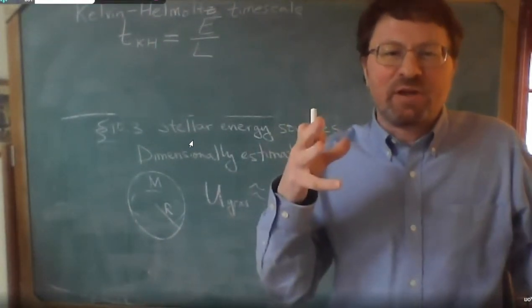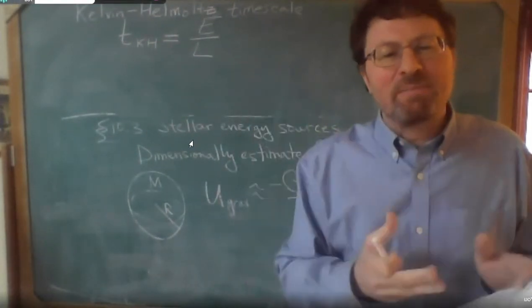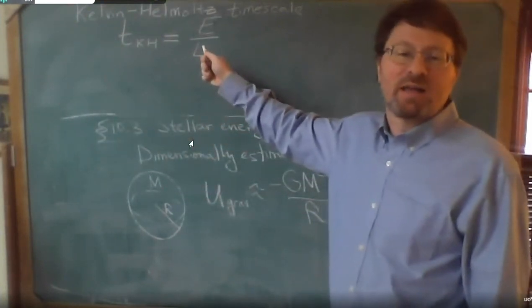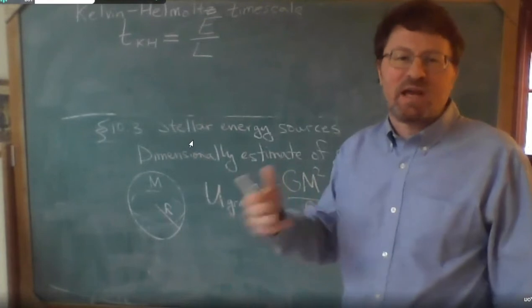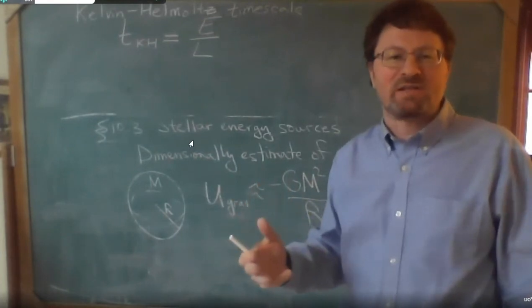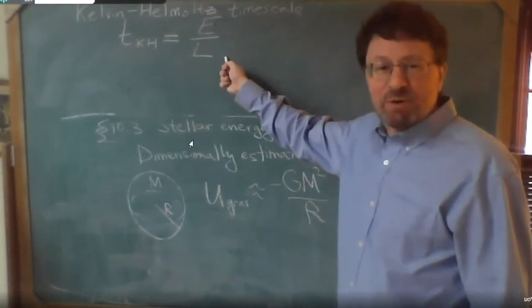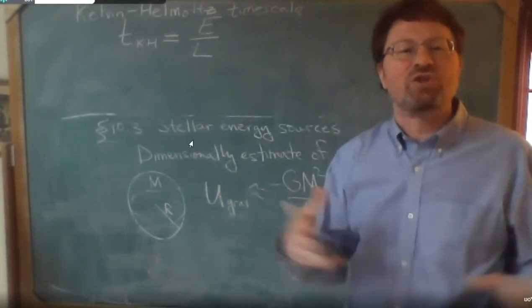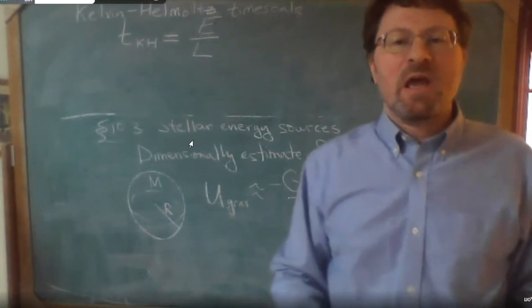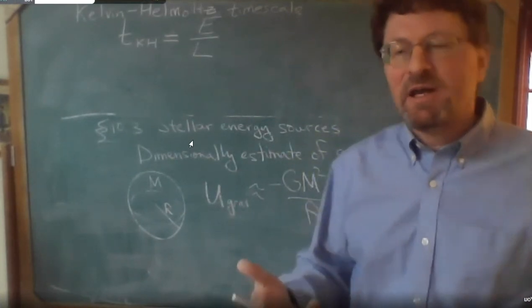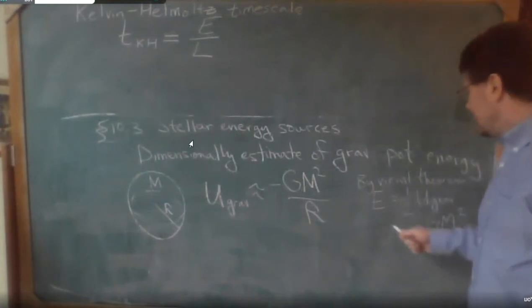So if you take the energy available and you divide by the rate at which that energy is escaping, maybe this is the sun we're talking about. And so the sun has a luminosity of 4 times 10 to the 26 joules per second. So the energy divided by the energy per time gives you how much time it would take to use up the available energy.